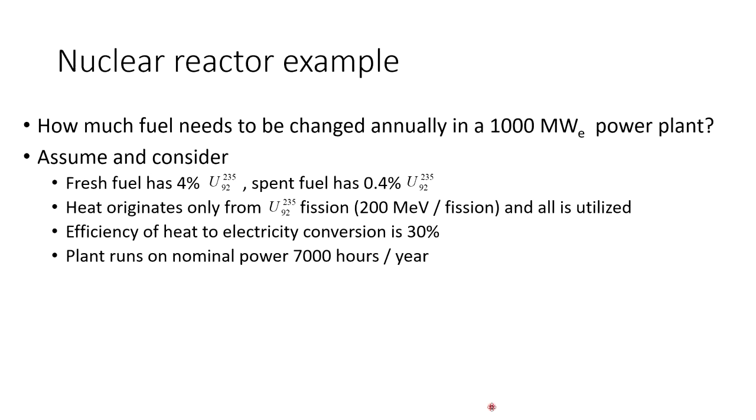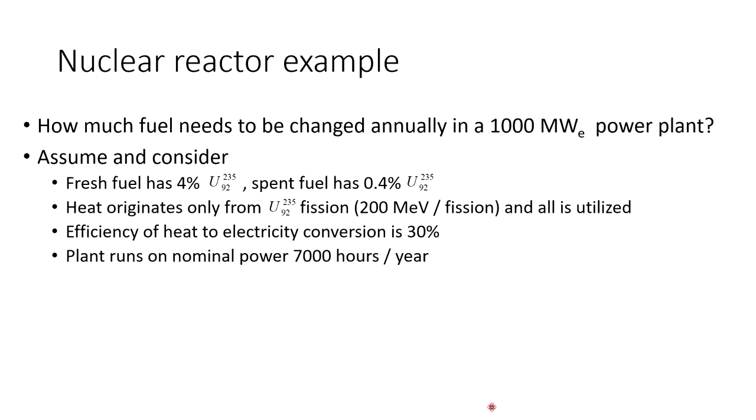For this calculation, we will assume that the heat originates only from fission of uranium-235 and all of it is utilized. In real life, some of the energy is taken away by neutrinos, and you also get a little bit of energy by radioactive decay of the fission products. But both are relatively small values.